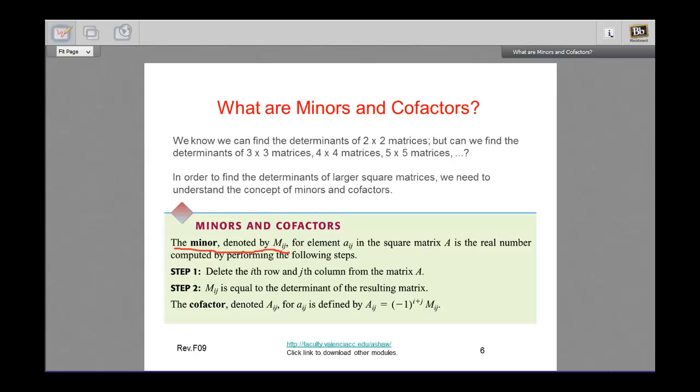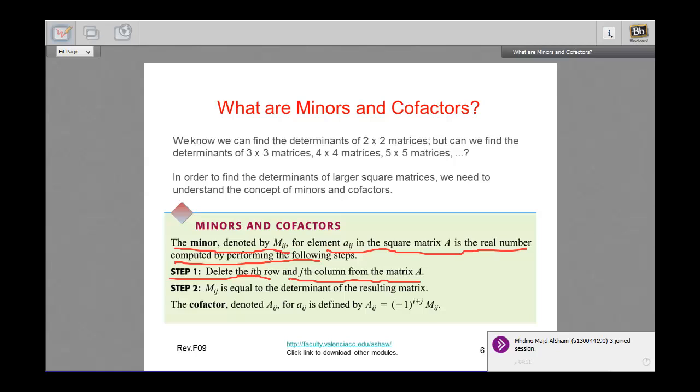Mij for the element Aij of a square matrix A is a real number, computed by performing the following steps. Step number 1: delete the ith row and the jth column from the matrix A. Step number 2: Mij is equal to the determinant of the resulting matrix. Next, the cofactor, denoted by Aij, will be equal to minus 1 to the power i plus j, multiplied by Mij. So that is called the cofactor. There are two things: one is the minor and the other one is the cofactor.